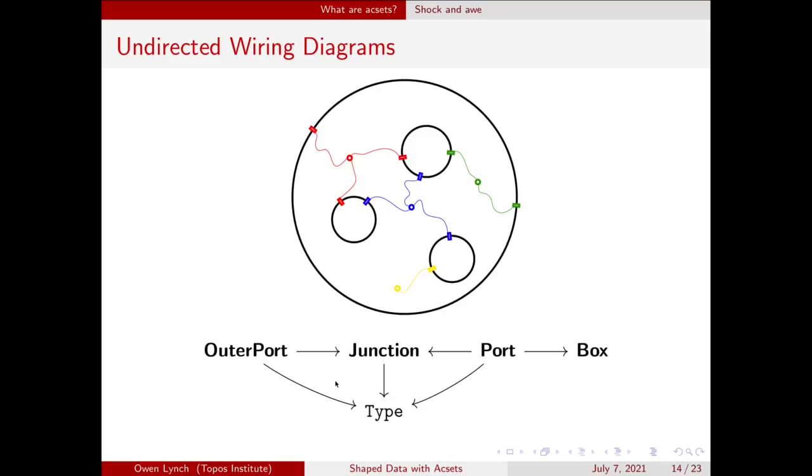So we do all sorts of things with undirected wiring diagrams. We do queries with them. We compose dynamical systems with them. They're very useful. And like before, there are lots of variants. I've only shown you one variant.